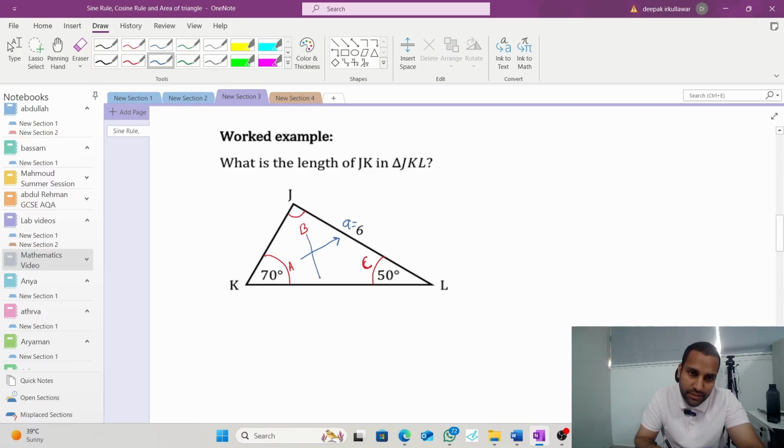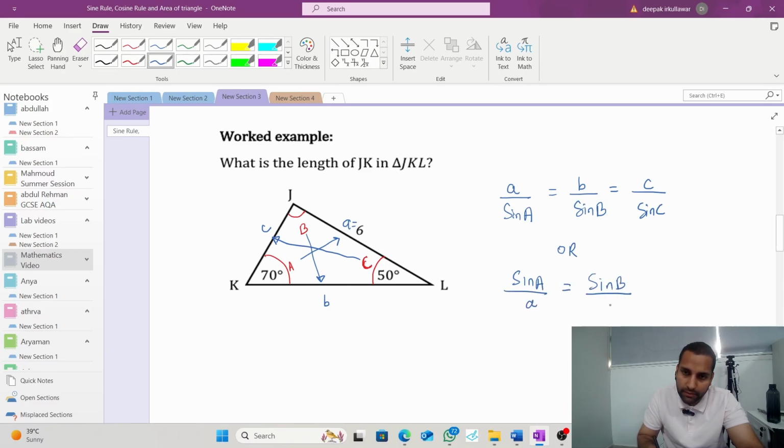Side opposite to capital B would be small b, and side opposite to capital C would be small c. And if we apply sine rule, it says a by sine A is equal to b by sine B is equal to c by sine C. You can write it the other way around also, as sine A by a is equal to sine B by b is equal to sine C by c. That means inverse is also possible.